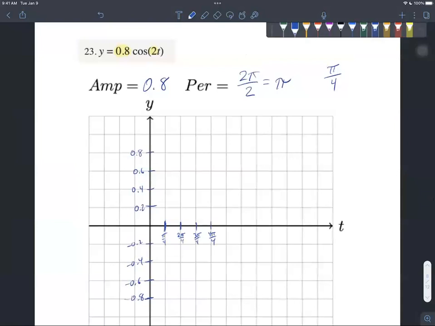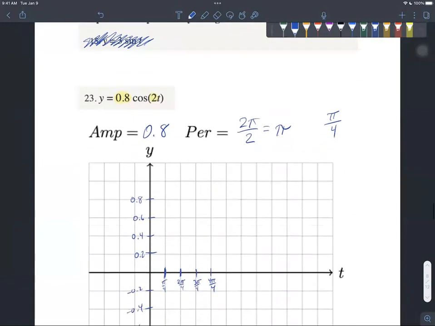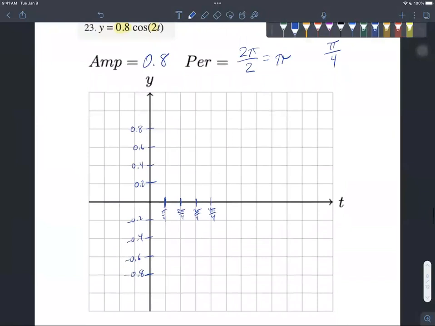They want, in this problem, I believe on the worksheet, it only asks us to draw a single cycle. The worksheet asks us to draw 2 complete cycles. So we'll do 2 complete cycles, but for the worksheet, we really only need to know how to do 1. So we have to ask ourselves, where does cosine start? Right, it starts at a maximum. So I'm going to draw nice and big dots there.